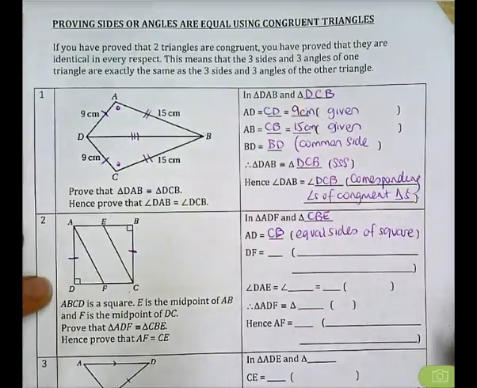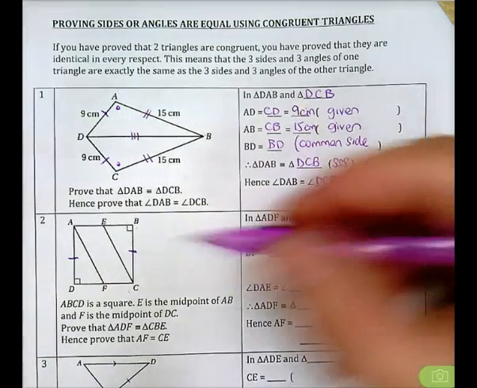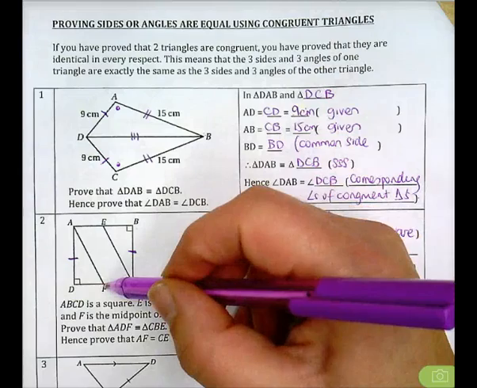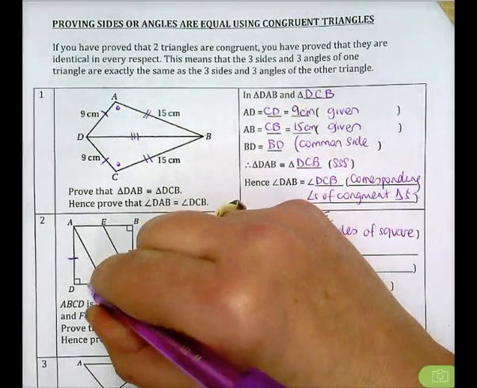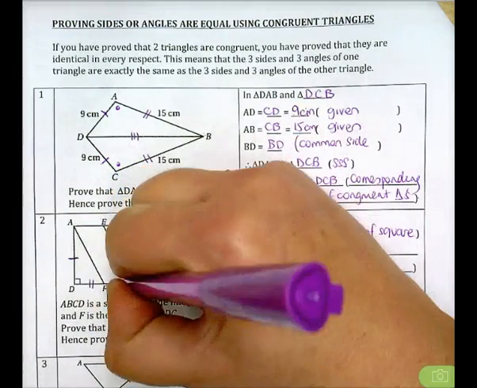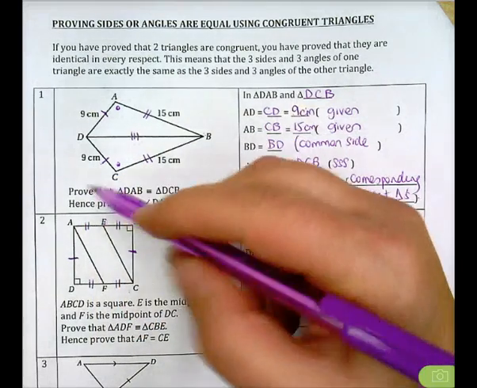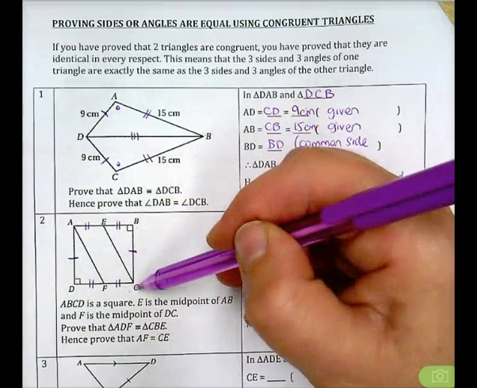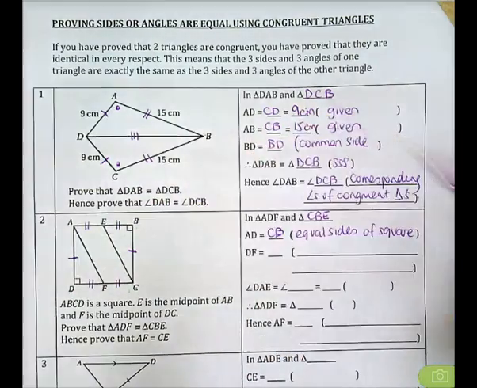Now, we also know that DF. We're told that E is the midpoint of AB and F is the midpoint of DC. So we know that DF, this length here, will be equal to FC, those two will be equal. We also know that AE will also be equal to EB. The reason we know that all four of them are equal is that AB is equal to DC. Now we need to state that as well. And then we need to say that E and F are the midpoints of both sides.